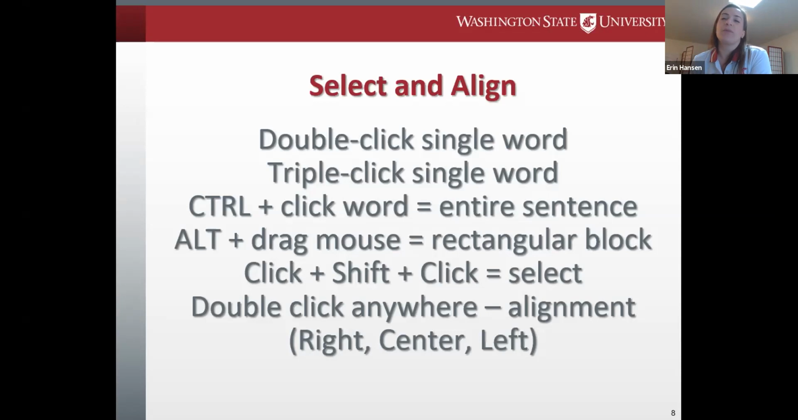And I didn't mention this one in the control functions before because it's a little less commonly used, but Control J can be used to justify your text. So if you want it to be justified on each side of the paragraph. And then Control L, E, and R can be used to align left, center, and right, respectively, in addition to using the bars at the top.